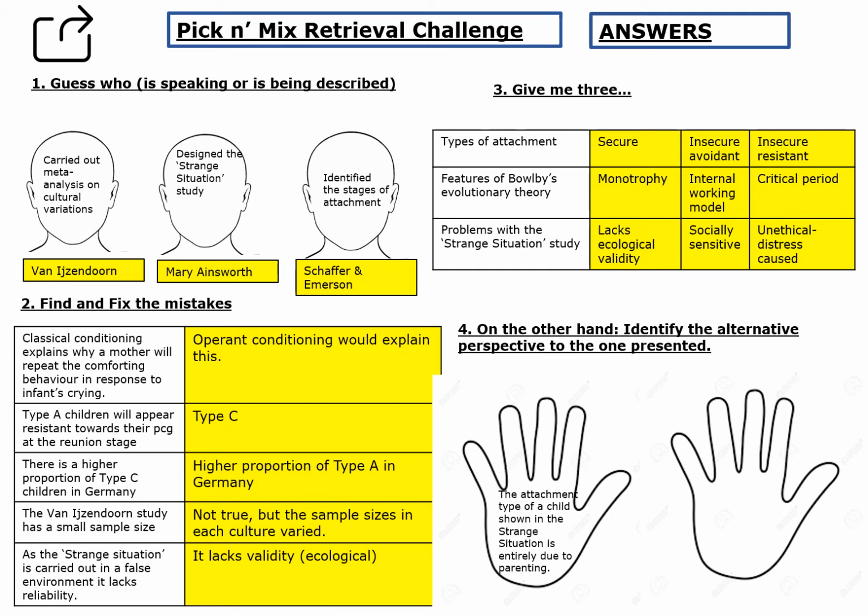It's type C children that would be really resistant towards their primary caregiver at the reunion stage. Remember, we remember it by thinking C for clingy. So type C children, at first we see them being really, really clingy to their parents, inconsolable when the parent leaves the room. It's as though the world has ended. But then when the parent comes back in, they resist them, they're angry at them, and often that resistance lasts quite a while.